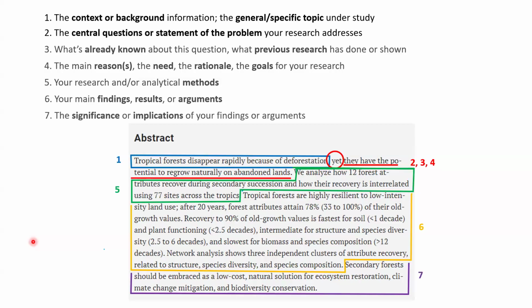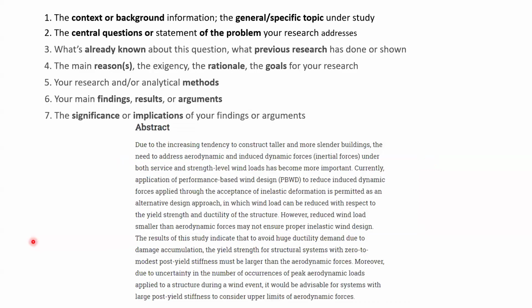Now another example that I can give you. So let us look at this now. Now it starts with "due to increasing tendency." Now he starts with the central question, right? And that is the problem he's identified: due to the increasing tendency to construct taller and more slender buildings, the need to address aerodynamic and induced dynamic forces under both service and strength level wind loads has become more important.